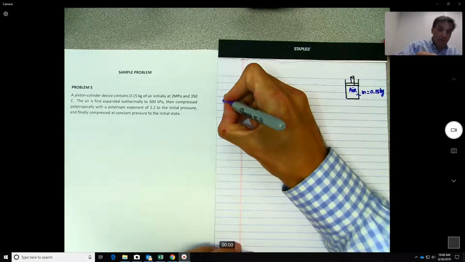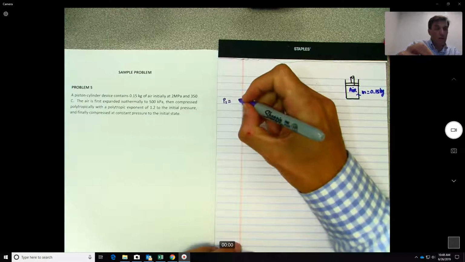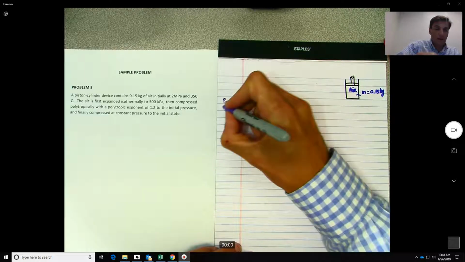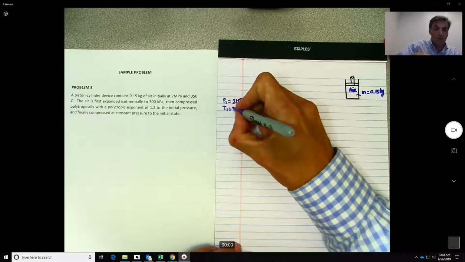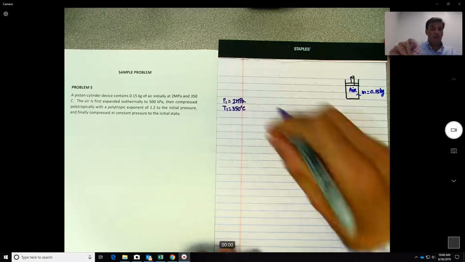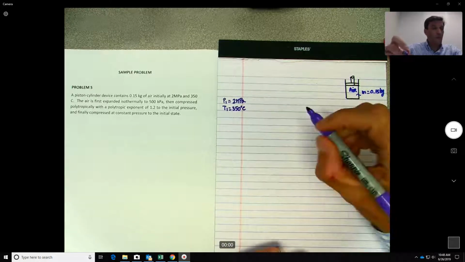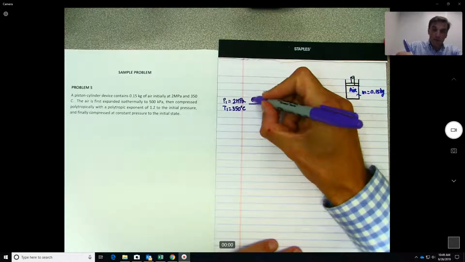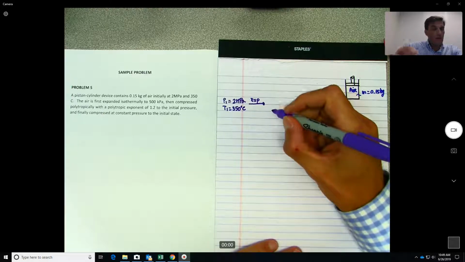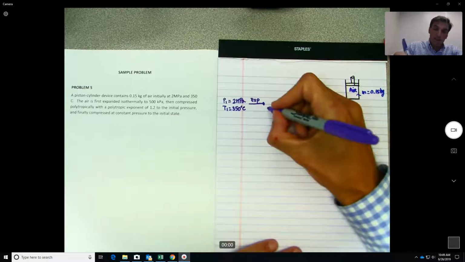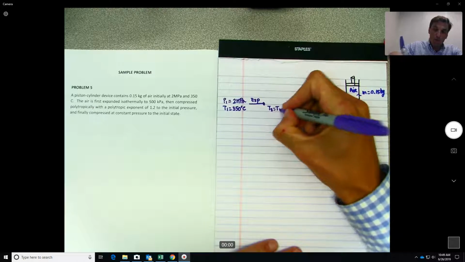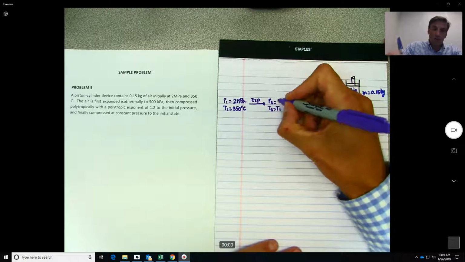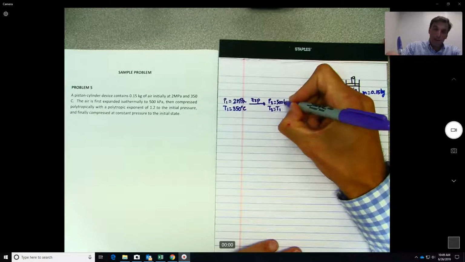So let's say we know initially at 2 megapascals and a temperature of 350 degrees Celsius. Okay, the air is expanded, so we have an expansion here isothermally, so that means that T2 will be equal to T1, and we know the pressure P2 will be equal to 500 kilopascals.